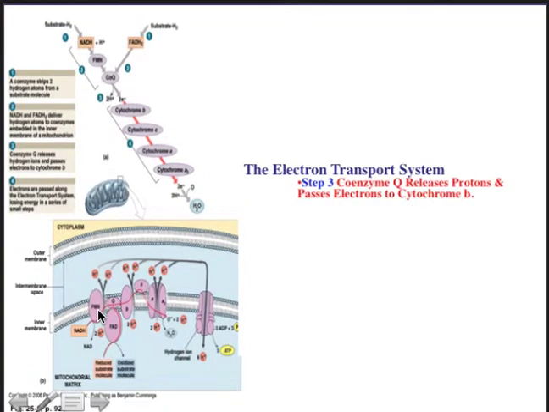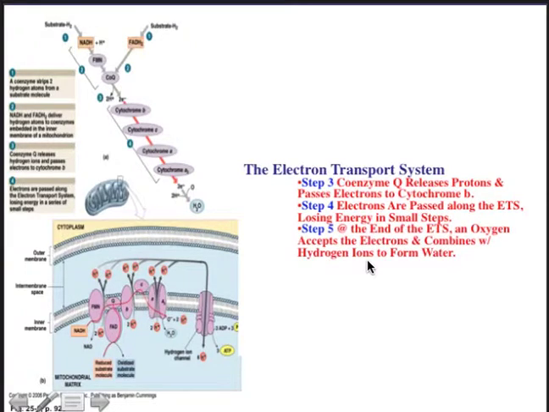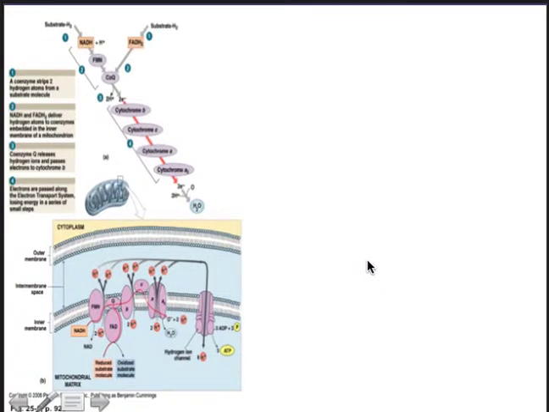In step 3, coenzyme Q releases protons and passes electrons to cytochrome B. In step 4, electrons are passed along the electron transport system, losing energy in small steps as these electrons change their physical location. At the end of the electron transport system, an oxygen accepts the electrons and combines them with hydrogen ions, and then we have the formation of metabolic water. So without oxygen here at the end, the chain won't run. Okay?